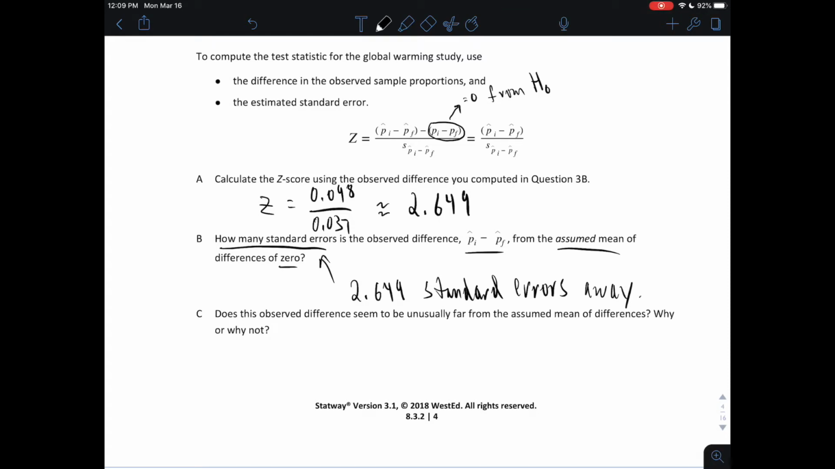Part C, does this observed difference seem to be unusually far from the assumed mean of differences? Why or why not? Same question we've seen many times. We take a look at our z-score, and if it isn't between -2 and +2, then it is unusual. So yes, and that is because our z-score is not between -2 and 2. So it is unusually far.